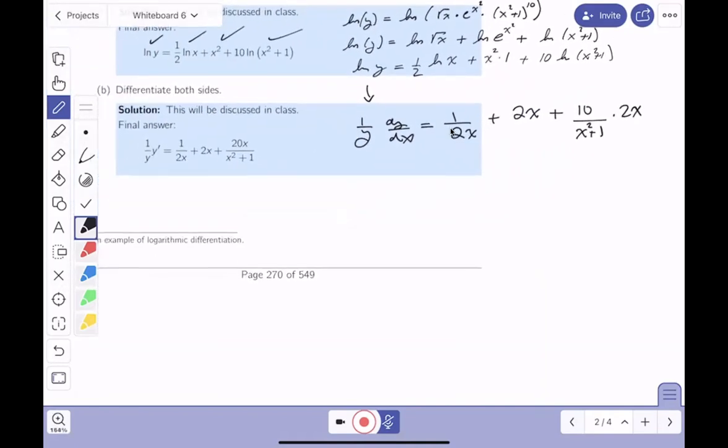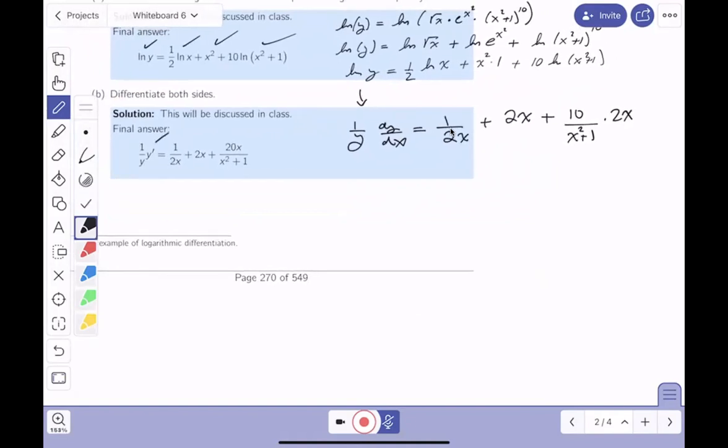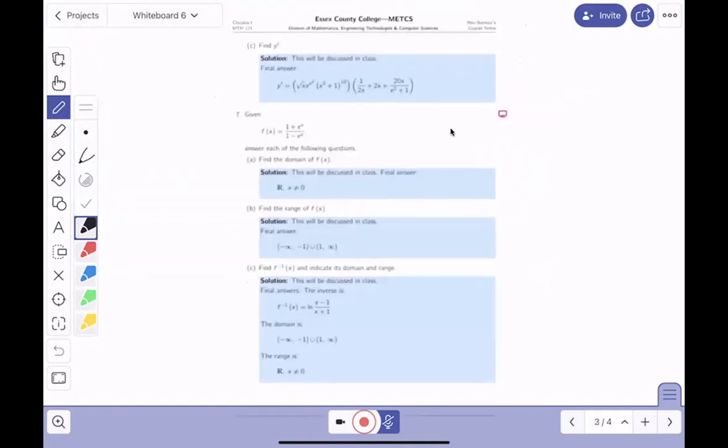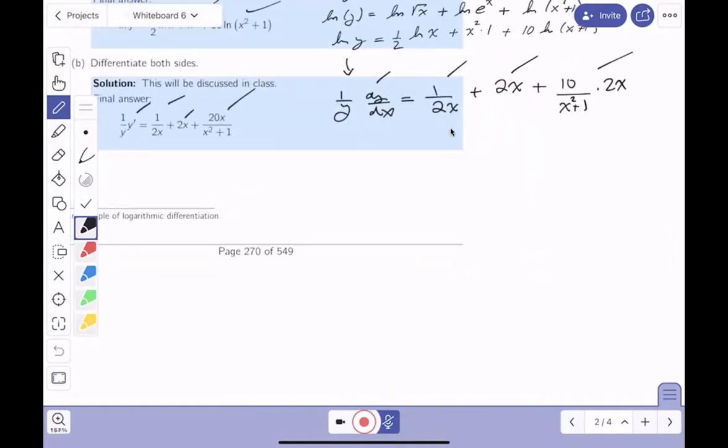Let's see if we got that answer. All right, so we got the left side, right? We got 1 over 2x. This is 2x. Now they wrote down 20x. I do see that, by the way. I do prefer the 20x to what I wrote down, but I'm not saying it's wrong. Now what are they going to ask me to do? They're going to ask me to find y prime. Let me write that down for you now.